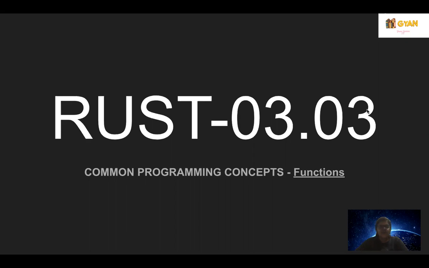In today's video, we'll be discussing an important concept known as functions. This functions concept can be found in the third part of the third chapter of the Rust programming language book, which we are referring throughout this tutorial. So, without further ado, let's get started.